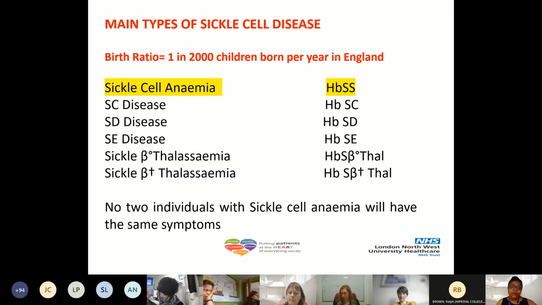Saying that, all of the sickle cell diseases come with their different problems, and no 2 individuals with sickle cell anemia will have the same symptoms. They come with a collection of different symptoms and affect people in different ways. So it's not a one size fits all thing. They can suffer different problems, each and every one of them. But again, the hemoglobin SS is the worst of all of them, just to point that out.